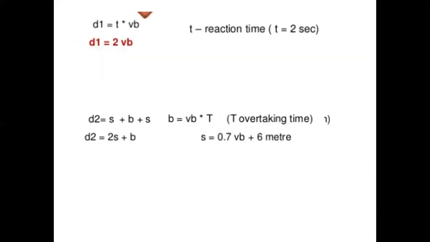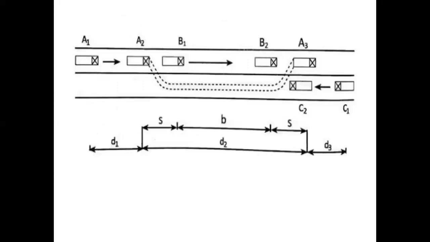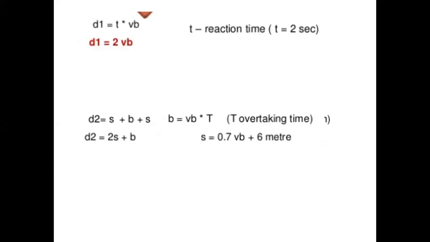First we'll see what D1 is. What did I tell you? D1 was the distance traveled by the overtaking vehicle A, correct? You can see in the diagram, the distance traveled by the overtaking vehicle, the fast moving vehicle A, during the reaction time of the driver. That is, before the overtaking operation, the distance traveled by this vehicle from A1 to A2 is called the distance D1.